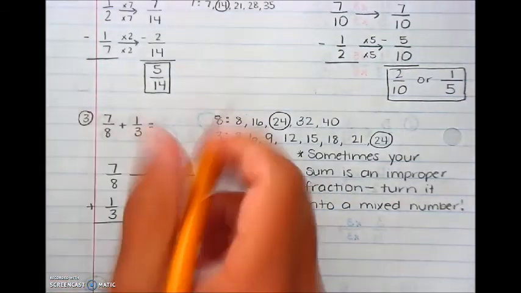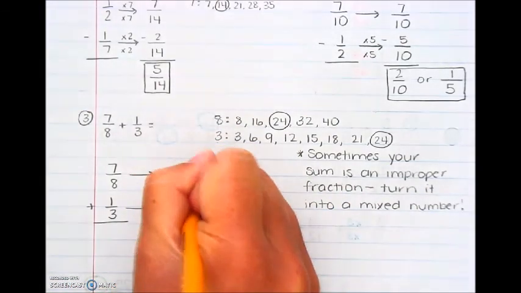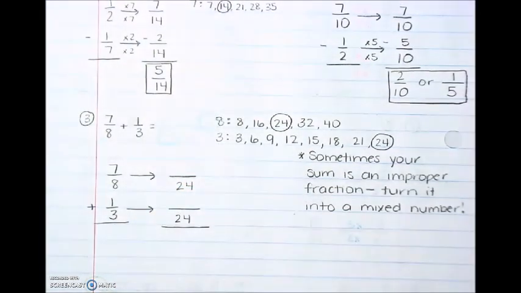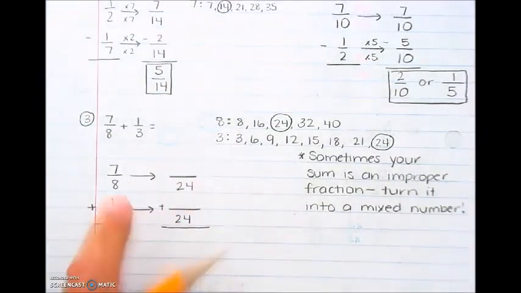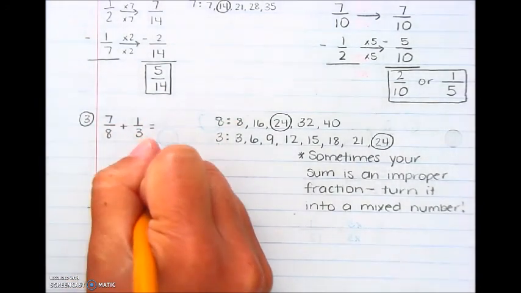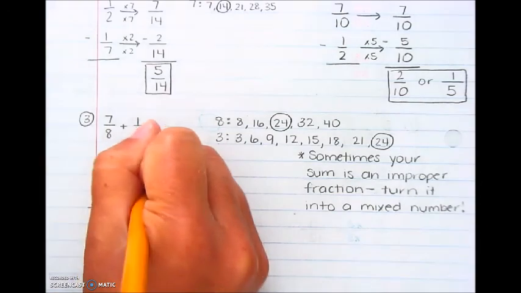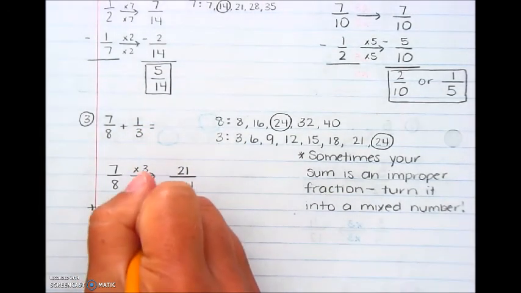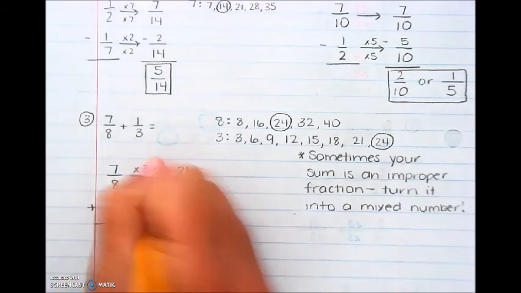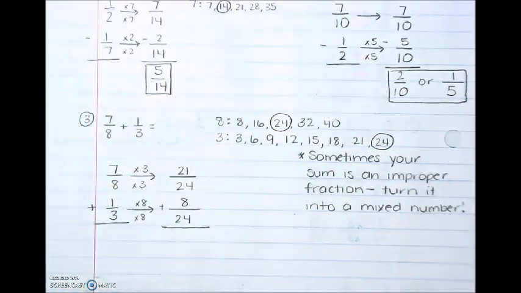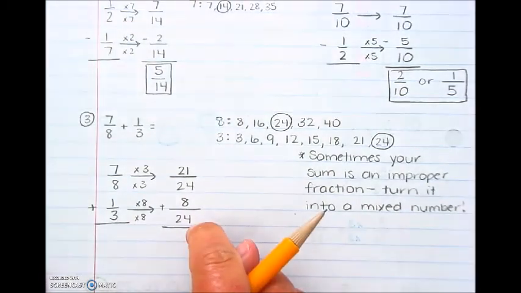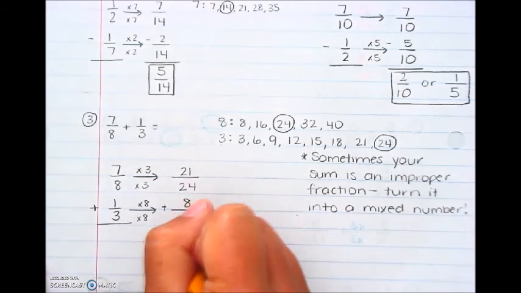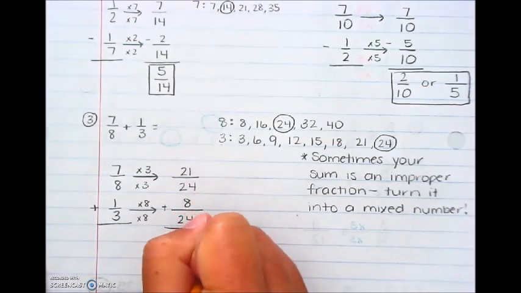So now I need to turn my fractions into equivalent fractions with a denominator of 24. Since 8 times 3 is 24, I also have to multiply 7 times 3, which is 21. And since 3 times 8 is 24, I also have to multiply 1 times 8, or 8. Now I can combine those two amounts together because I have a common denominator of 24. 21 plus 8 is 29 24ths.